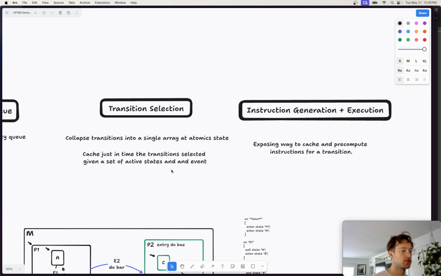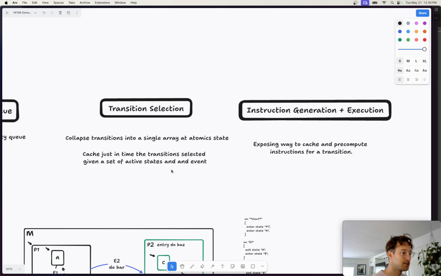Let's go into the next two things, which are sort of related, and they're the core things that the statechart does. So we're either queuing an event or processing that event, and if we're processing an event, we need to figure out what transitions to select and what instructions do we generate and execute. In general, transition selection shows up in two ways. The first way is more like optimizations, which are pretty straightforward.